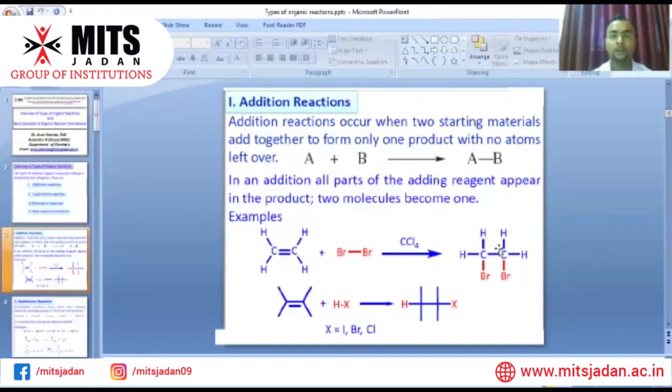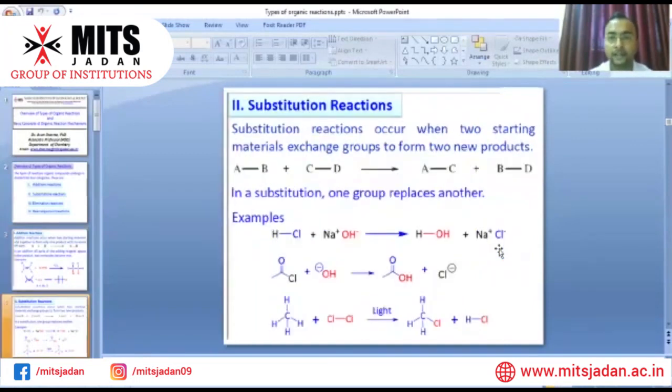Now come to the substitution reactions. Substitution reactions occur when two starting materials exchange groups to form two new products. Here you can see this example, AB and CD react to give the products AC and BD. In a substitution, one group is replaced with another one. Here are some examples, and different colors are used to make the mechanism clearer. HCl reacts with NaOH, which is a simple reaction to give the product NaCl and H2O. Here the H atom of HCl is replaced by hydroxyl ions.